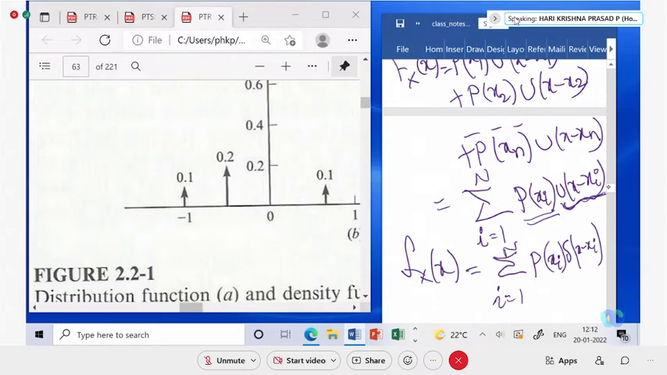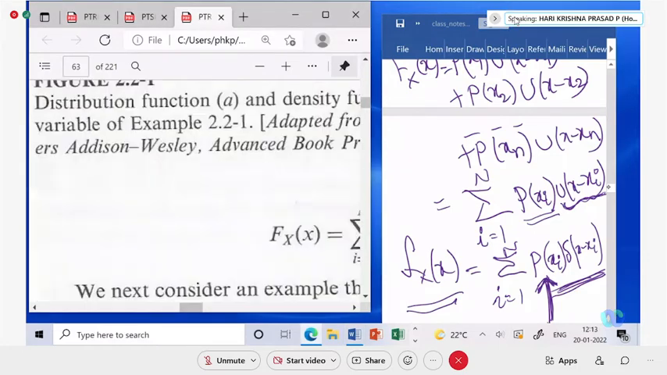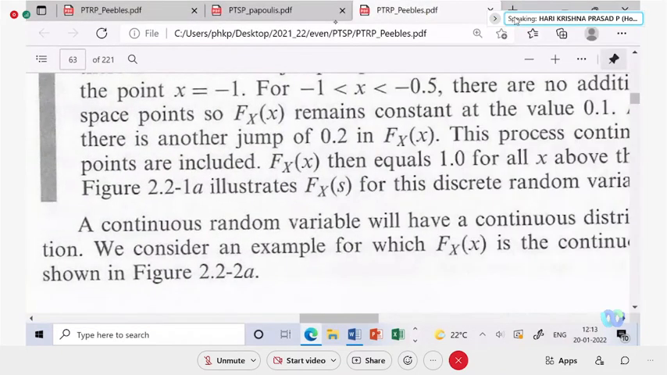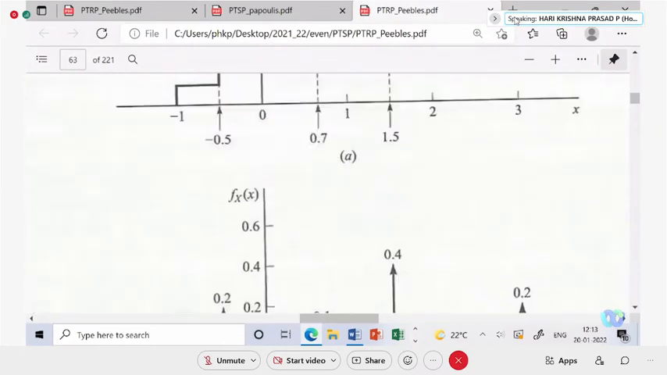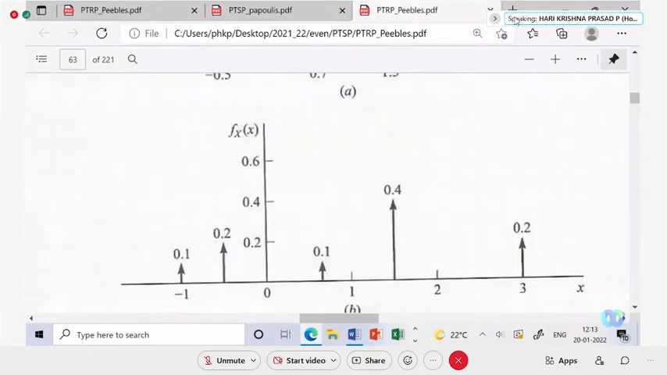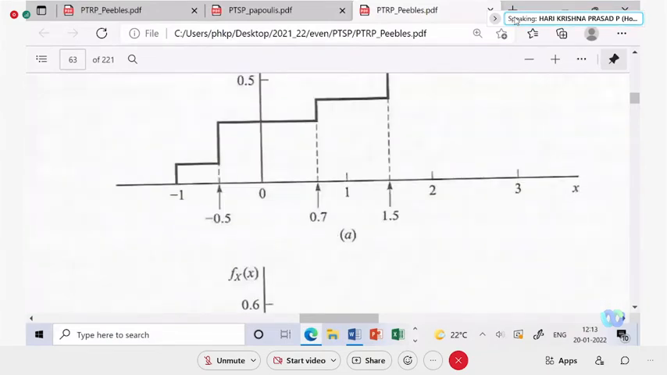Is it fine? So what is the inference we make, or what is the interpretation we give? The density function is a train of impulses. Each impulse is weighted by this p of x_i. Now, this type of density function is for the given distribution function. Because the distribution function has the staircase property, the density function has become a train of impulses.